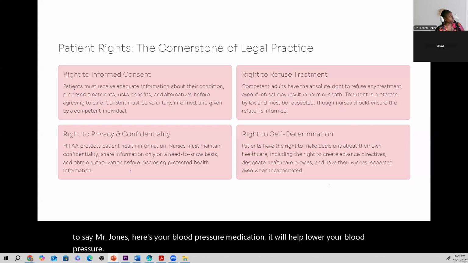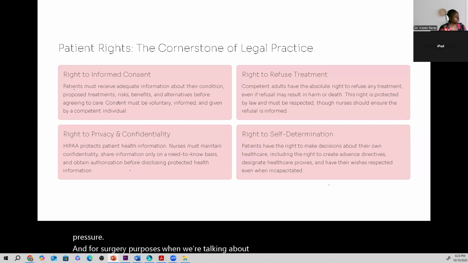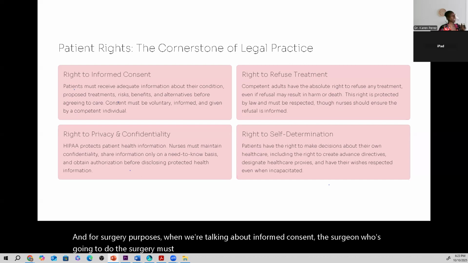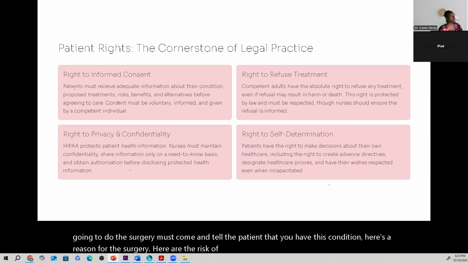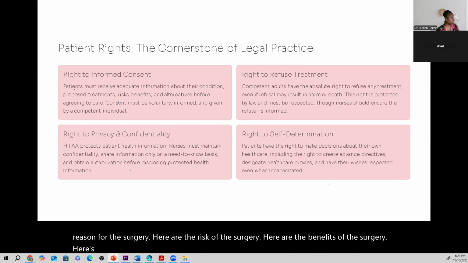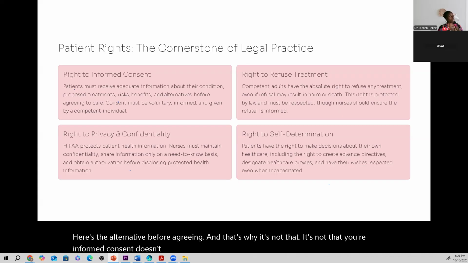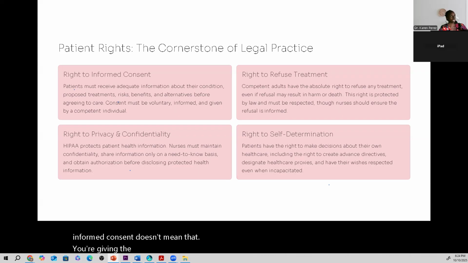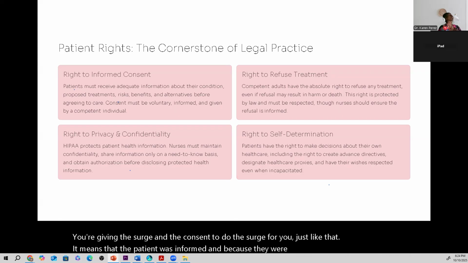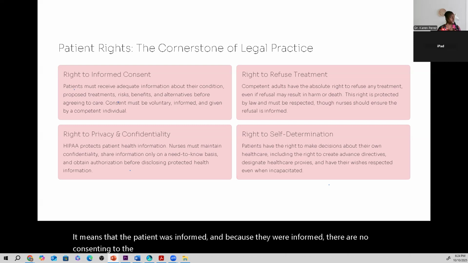And for surgery purposes, when we're talking about informed consent, the surgeon who's going to do the surgery must come and tell the patient that you have this condition. Here's the reason for the surgery. Here are the risks of the surgery. Here are the benefits of the surgery. Here are the alternatives before agreeing. Informed consent doesn't mean that you're giving the surgeon the consent to do the surgery for you just like that. It means that the patient was informed, and because they were informed, they're now consenting to the surgery. That's what informed consent means.